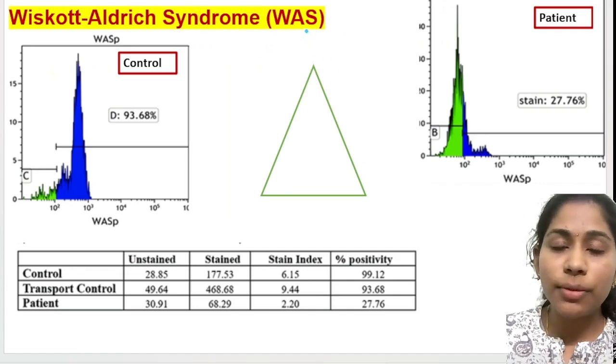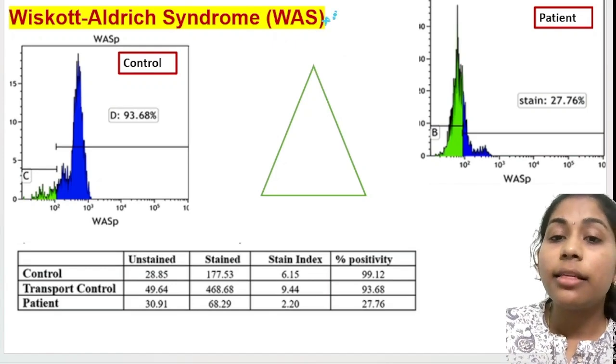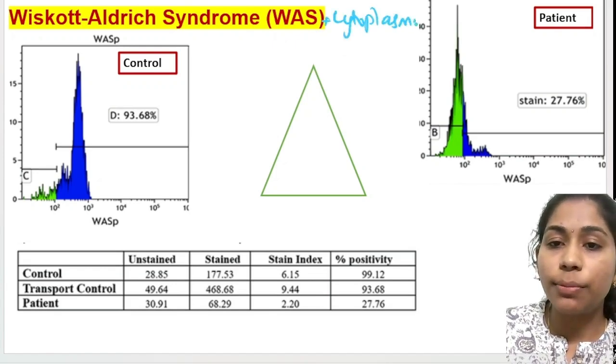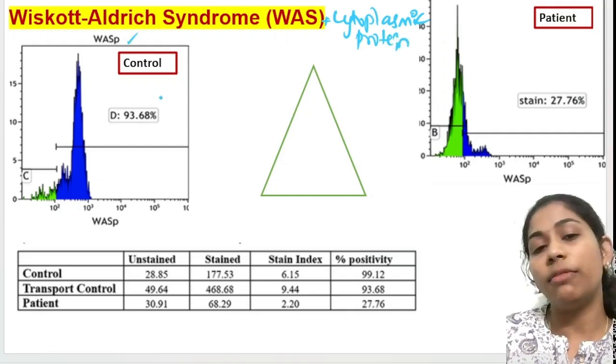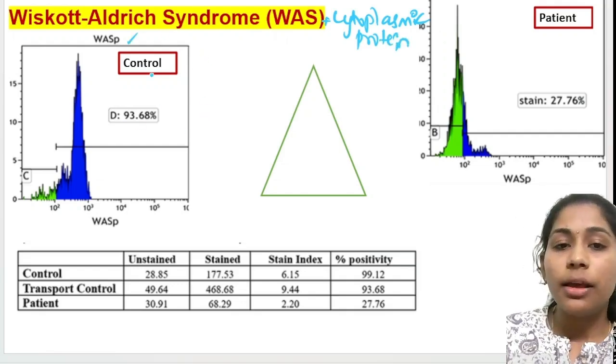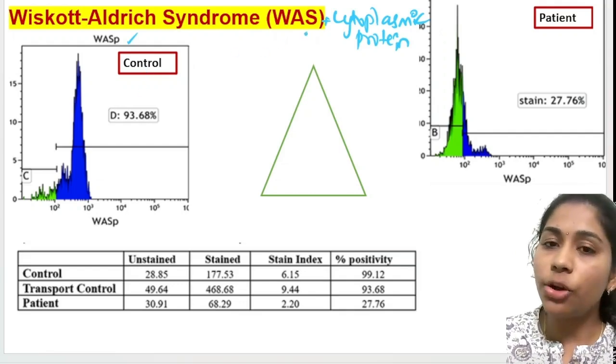Then there is the next syndrome. We are done with the cell surface proteins also. Now we are discussing the cytoplasmic intracellular proteins, that is the WASP protein. Okay, WASP, the Wiskott-Aldrich syndrome protein. So, simple. If this protein is absent, then it will cause Wiskott-Aldrich syndrome, right?